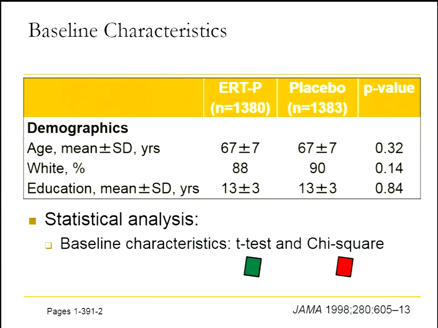So we have a parallel design study in this case. We have 2,700 some odd patients who were randomized to one of two therapies, either estrogen replacement therapy or placebo. They were randomized to one of these two groups and then studied for an average of, I think it was 4.1 years, or a median of 4.1 years. So, parallel design.